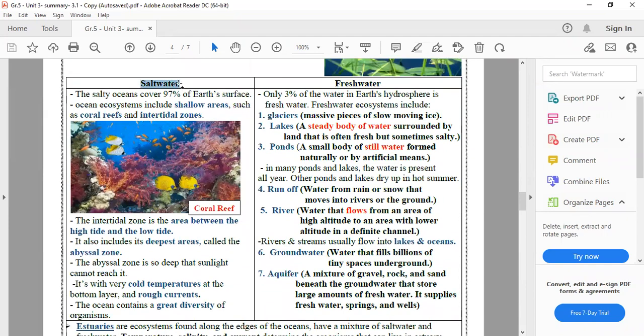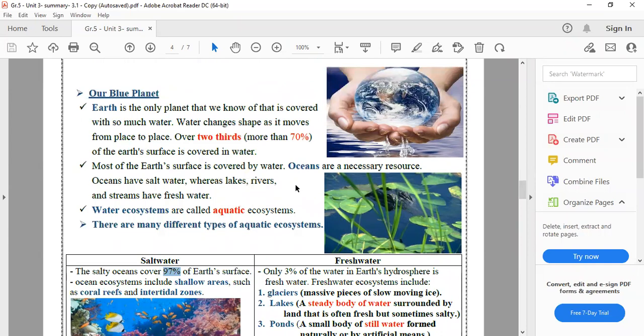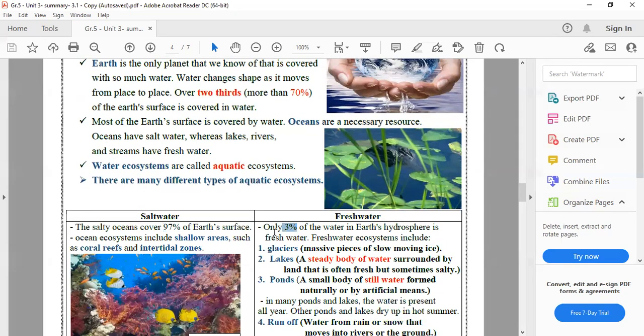Let's see, the salt water, like oceans and seas. The salty oceans cover 97% of the Earth's water. Actually, do you remember when we said that the Earth's surface is more than 70% water? Okay, out of this 70%, 97% of the water on Earth is salt water. Again, when we talked about our planet, we said that more than 70% of the Earth's surface is covered with water. Now we are talking about the whole water on Earth. 97% of the water on Earth is salt water, while only 3% of the water in the Earth's hydrosphere is fresh water. Can you imagine that?